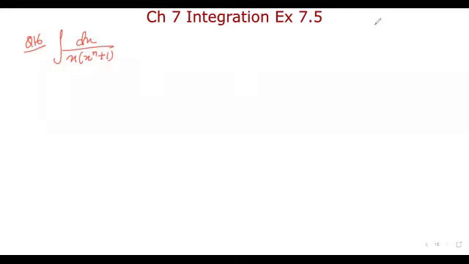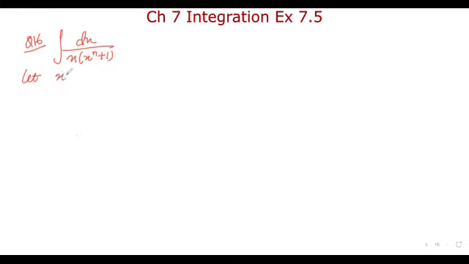This is a question of partial fraction, but here a new type of problem arises because here the degree is very high, which is n plus 1. So we have learned the degrees up to 4. But what to do in these questions? These questions are very simple. Just substitution is required and then we will be doing partial fraction here. Let us see this question.